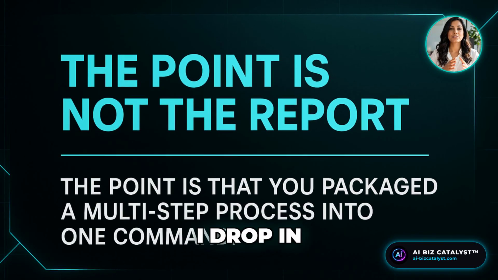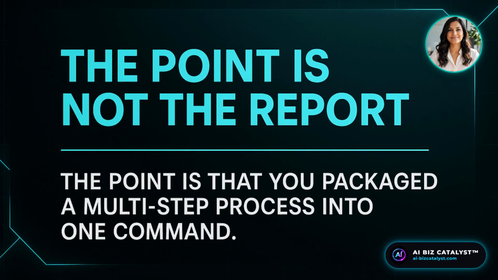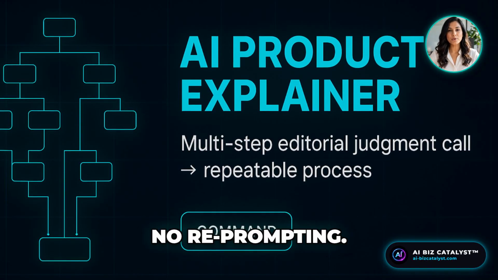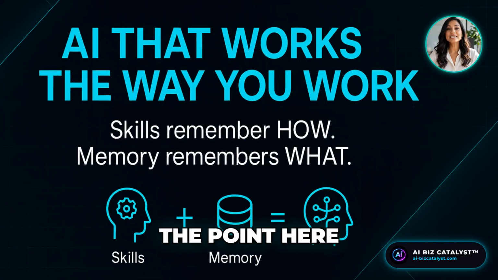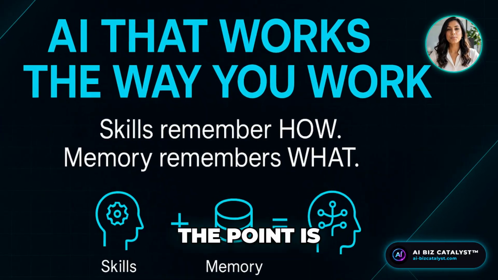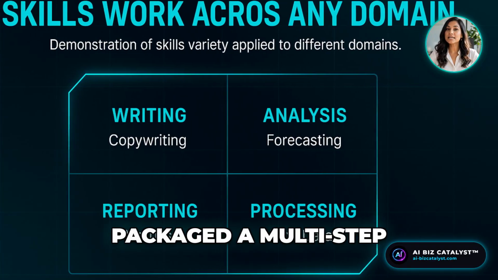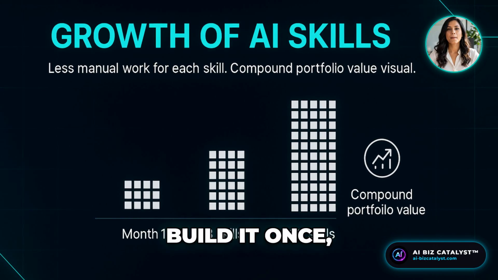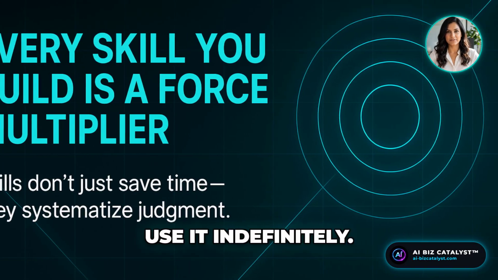Next week, I drop in 3 new updates and run the skill. Same structure, same format, same PDF. No reprompting. The point here is not the report. The point is that you just packaged a multi-step editorial judgment call into a repeatable process. Build it once, use it indefinitely.